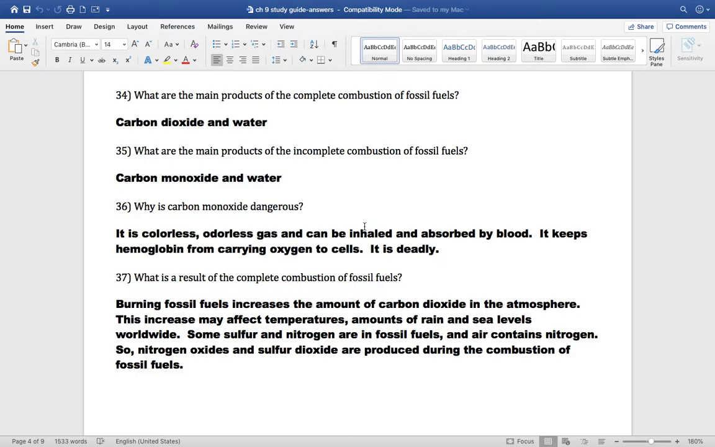Some sulfur and nitrogen are in fossil fuels, and air contains nitrogen. So nitrogen oxides and sulfur dioxide are produced during the combustion of fossil fuels. When you have rain, it's a little acidic anyway. And then when you burn fossil fuels, that's how you get acid rain, and it can become even more acidic. It's because you have sulfur and nitrogen when you burn fossil fuels, and those mix with the water, and that's what makes nitrogen oxides become nitric acid, and it makes sulfur dioxide become sulfuric acid.